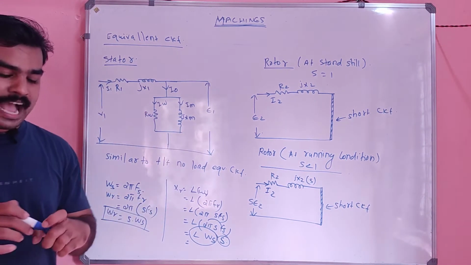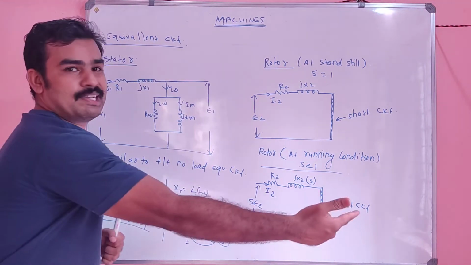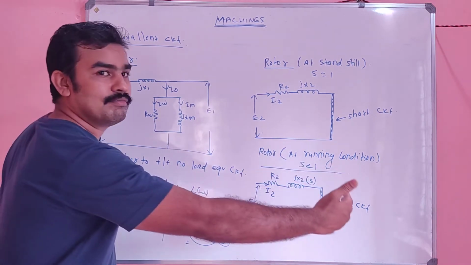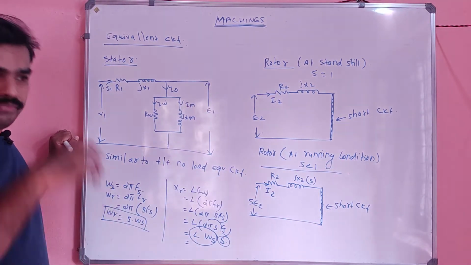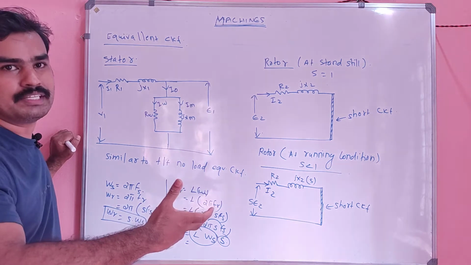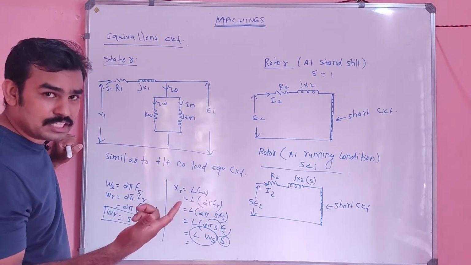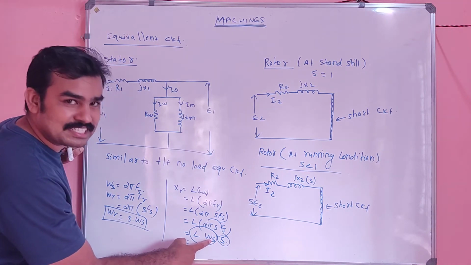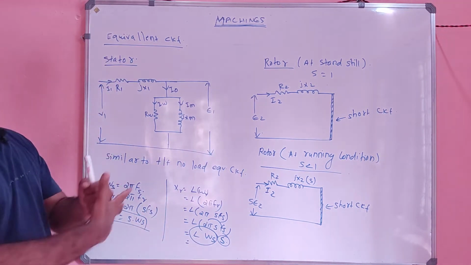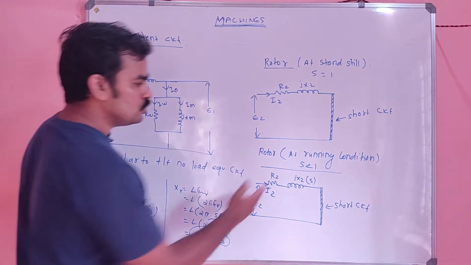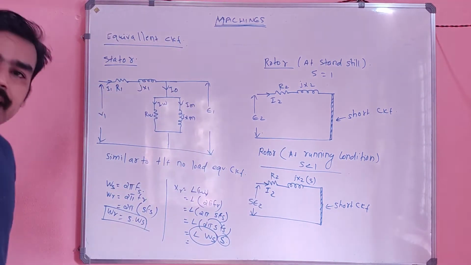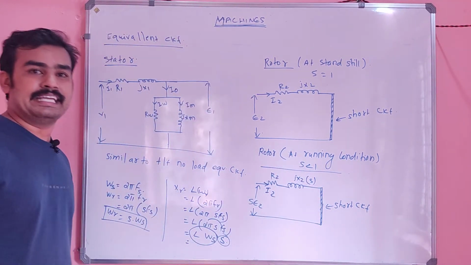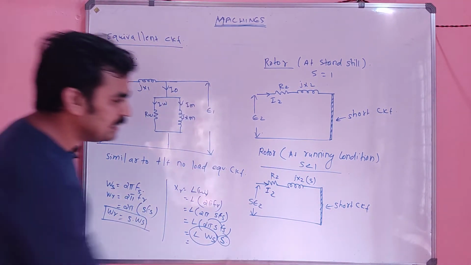We already learned that at a standstill condition, the rotor frequency is the same as the stator frequency. That means the rotor reactance frequency will be the same as the supply frequency, right? So it will be L into omega s, that is the standstill condition, into S at the running condition. The only term that changes in running condition is the reactance jX2 into S. That is the explanation.